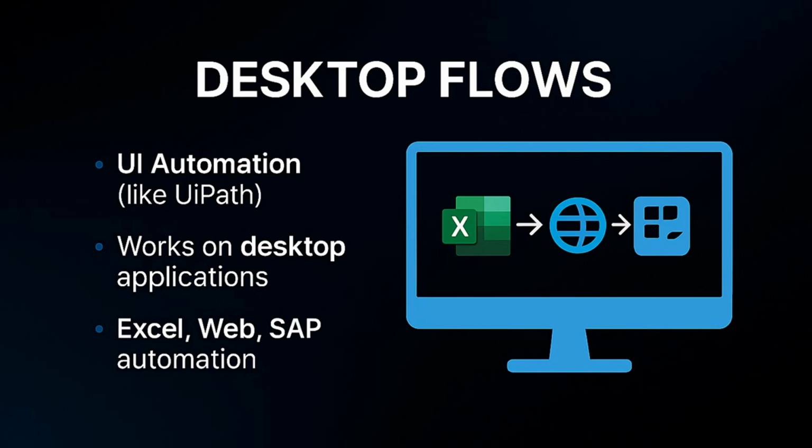First, desktop flows. These are used for UI automation, similar to UiPath. They work directly on your system, interacting with applications like Excel, browser, or desktop software. For example, imagine you have a task like this: open Excel, read data, copy values, paste into another system, and save the file. Doing this manually takes time, but desktop flow can automate all these steps. So basically, desktop flow behaves like human interacting with the system.